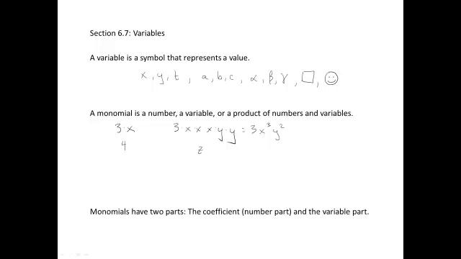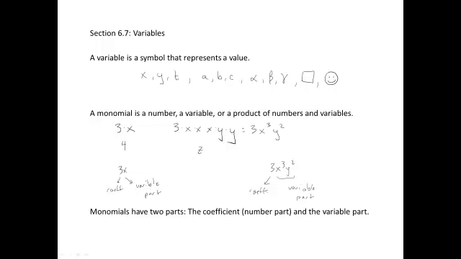Monomials have two different parts, the coefficient, which is the number part, and the variable part. So for example, if we look at 3x, 3 is the coefficient, and x is the variable part. If we take the more complicated expression, 3x cubed y squared, the 3 is still the coefficient, and the variable part is the entire collection of variables. So the variable part of this would be x cubed y squared.